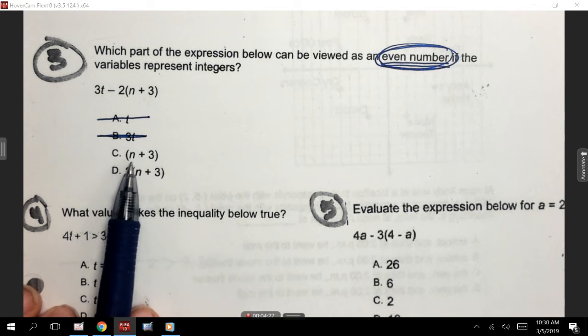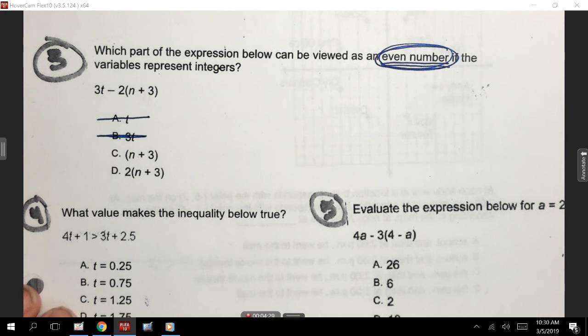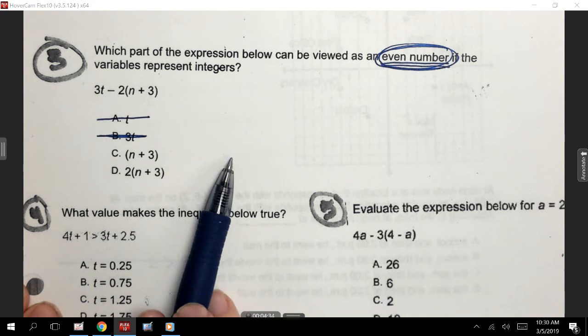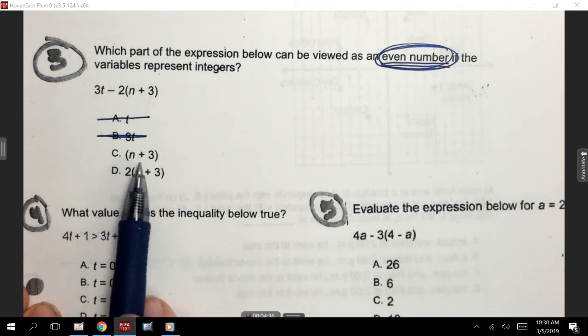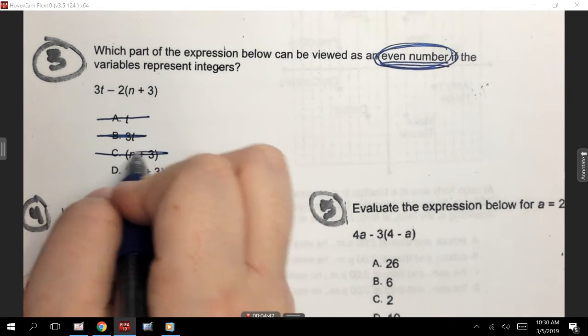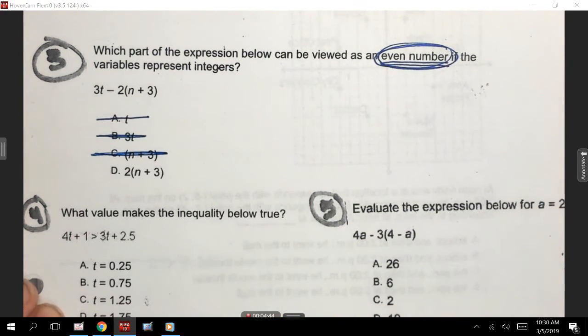Is there a number that I could use that doesn't work? Maribel? 2. What's 2 plus 3? 5. Is 5 even? No. So is n plus 3 going to give me an even number every time? No. So n plus 3 is not always even because if I plug in 4, 4 plus 3 is 7.